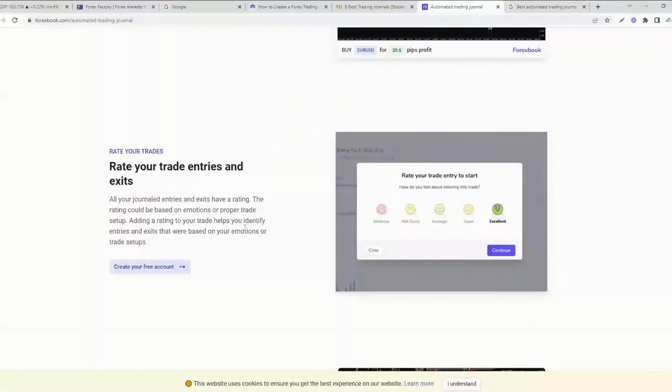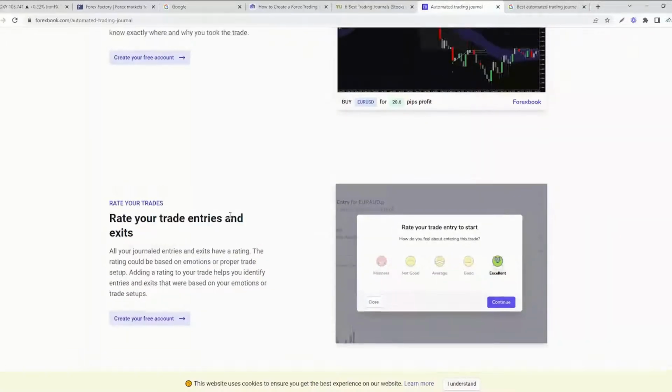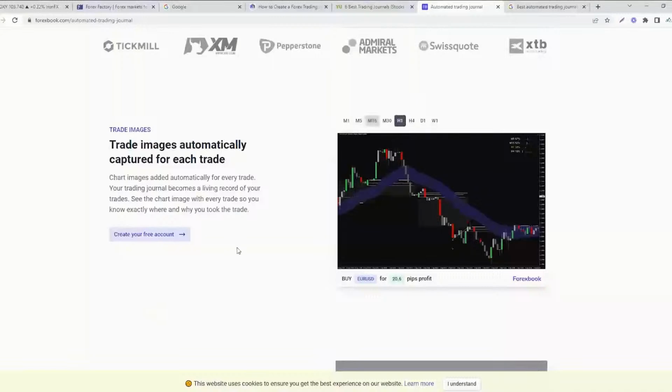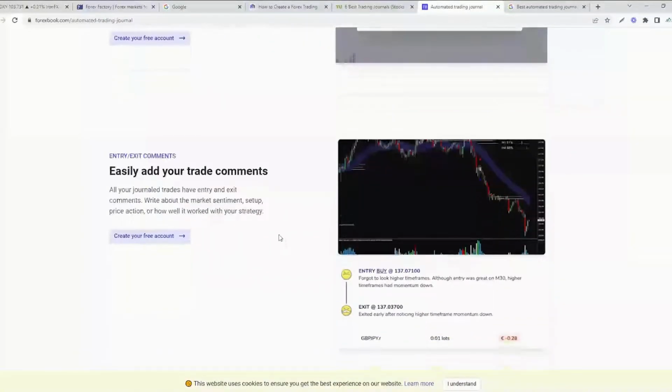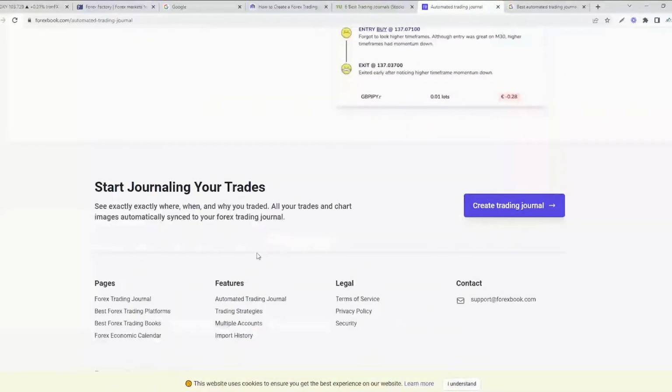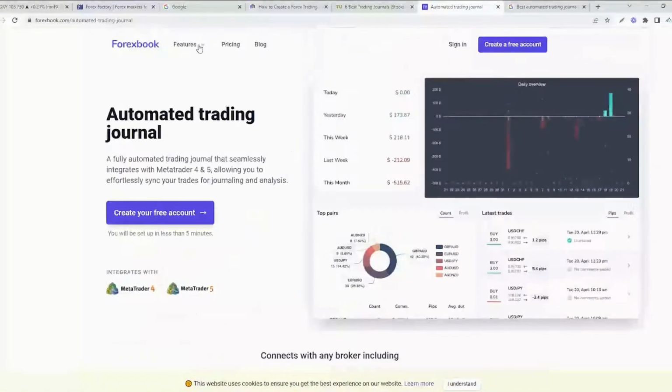I guess this is just a personal rating, so I don't know if it's a really good feature, but the fact that it automatically captures your trades, that's really useful. You can add your comments as well, and you can start journaling the trades. So this is just an example of some of the automated trading journals that are available.